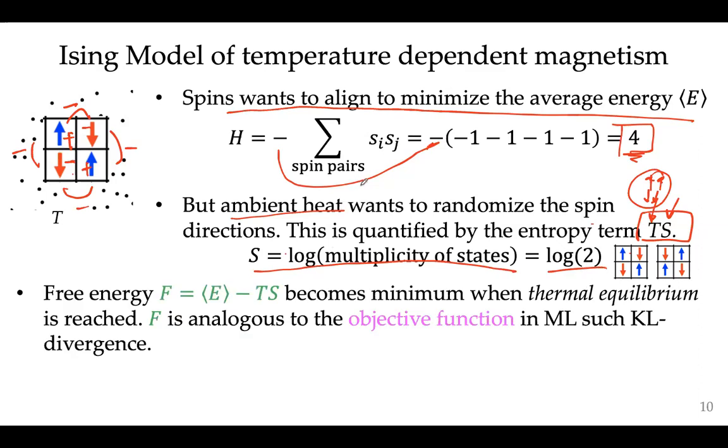So again, you don't just minimize the energy, you also try to maximize the entropy. That's, by definition, the free energy. By minimizing free energy, you try to minimize the energy and maximize the entropy. So it becomes minimum when the thermal equilibrium is reached. Free energy is analogous to the objective function in machine learning, such as KL divergence.